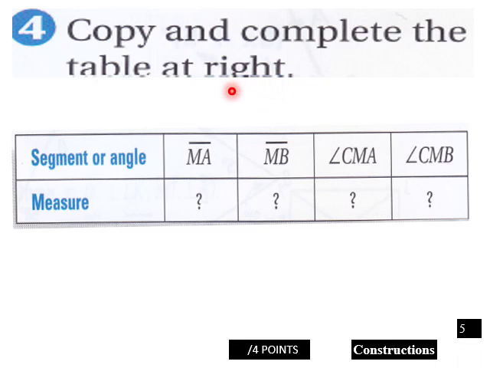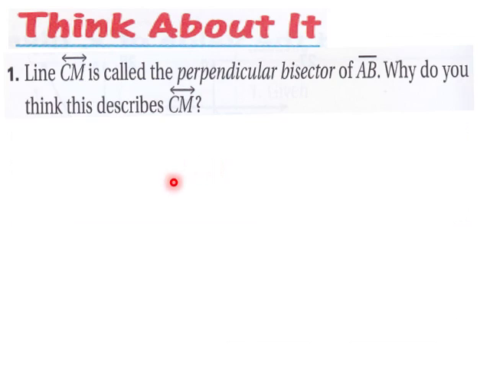And then copy and complete the table right here. So the segment or angle, you have a segment here, and then you have an angle measure here of CMA and CMB. Then you have your line segments there, measure those. And then line segment, or rather line CM, is called the perpendicular bisector of segment AB. Why do you think this describes CM?